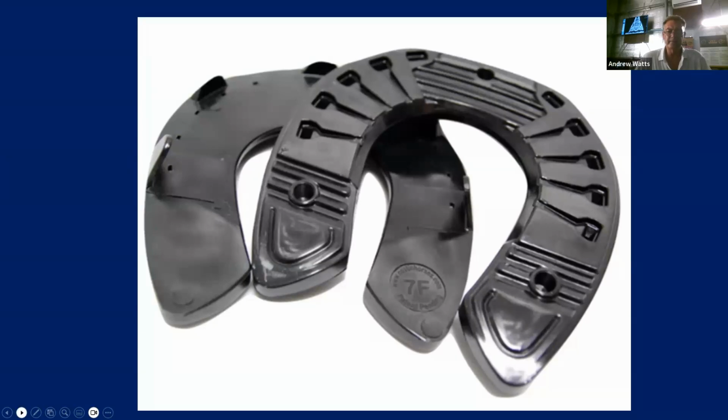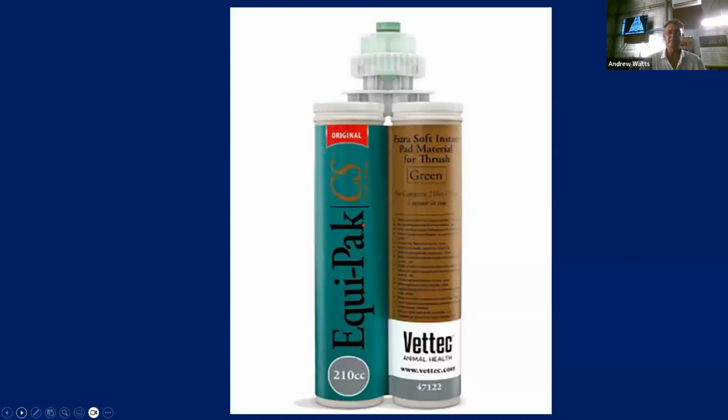And obviously that's just the Sole Pack CS that we're using. Again, we're very careful not to put too much. If we fill that sole too much, we can apply too much frog pressure, and too much frog pressure inadvertently can cause discomfort. So we've got to be careful there. We just tape up the heels and fill it to that inner circumference.